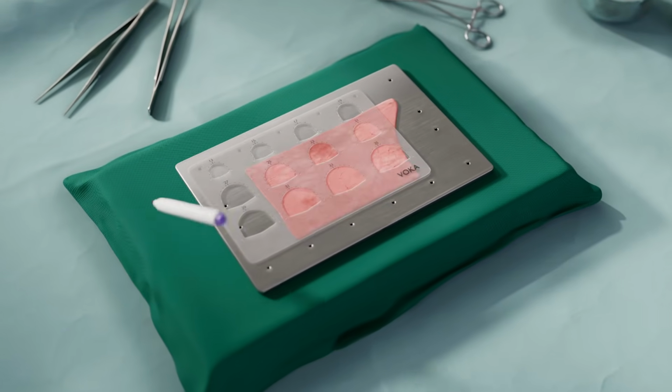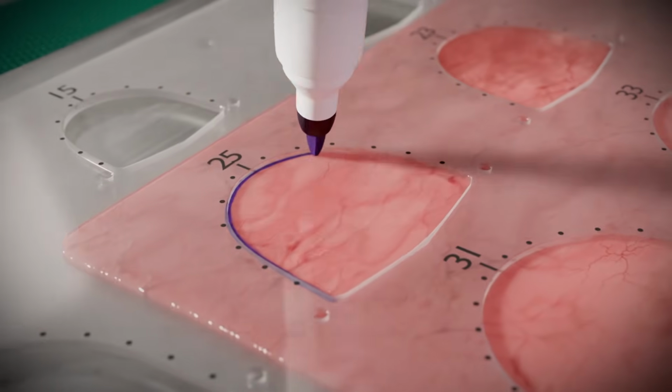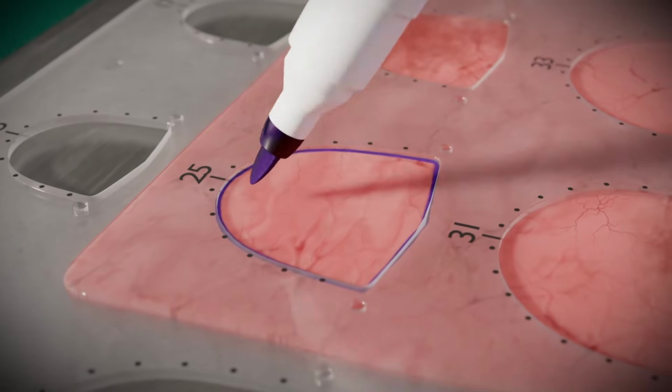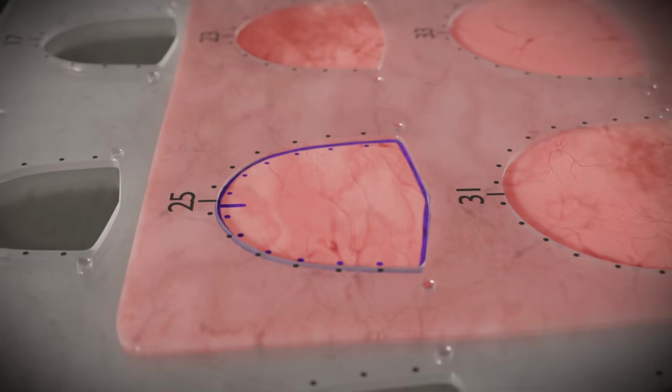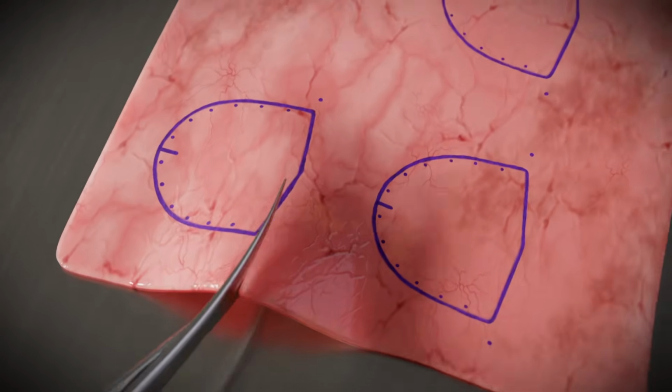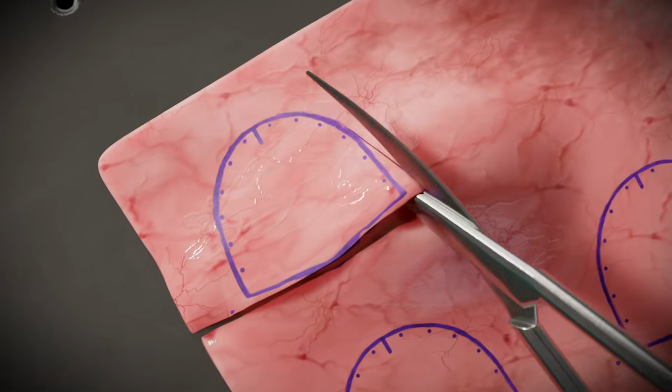After glutaraldehyde fixation and triple rinsing in normal saline, the pericardium is extracted. Using a dedicated template, the outlines of the cusps are drawn on the pericardium and the necessary guiding marks are made. The 3 cusps are then cut out along these marks.